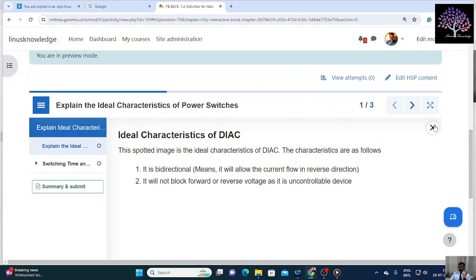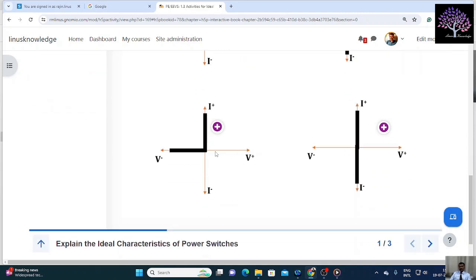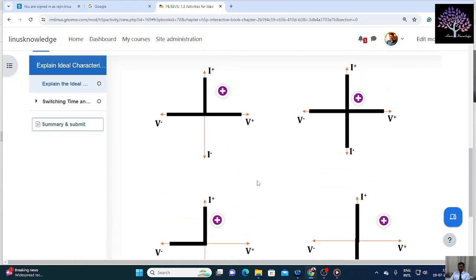If you compare all these four switches, the controlled switches can control the forward voltage, but uncontrolled switches cannot control the forward voltage. That is the beauty of this ideal characteristics comparison as well. You can easily understand which switches are forward-controlled switches and which are uncontrolled switches, and from this you can easily learn the properties of each switch. I hope you understand.